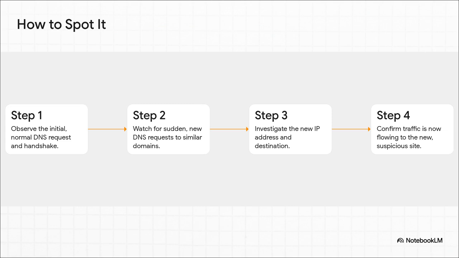So how can you spot this yourself? It's really a four-step process. First, you establish your baseline. Watch the normal DNS request and handshake. Step 2, keep an eye out for any sudden new DNS requests, especially to domains with weirdly similar names. Third, investigate that new destination, that new IP. And finally, step 4, confirm that traffic is actually flowing to that new suspicious site.